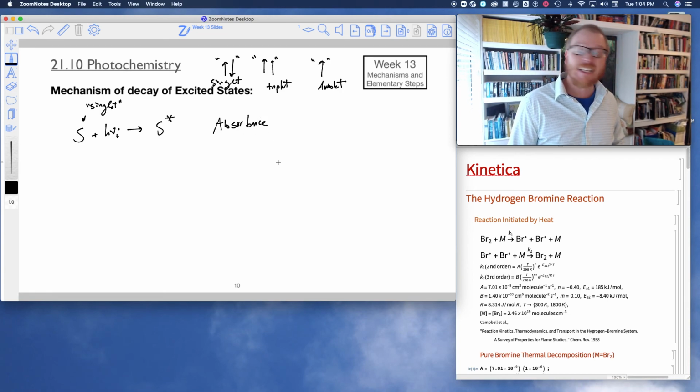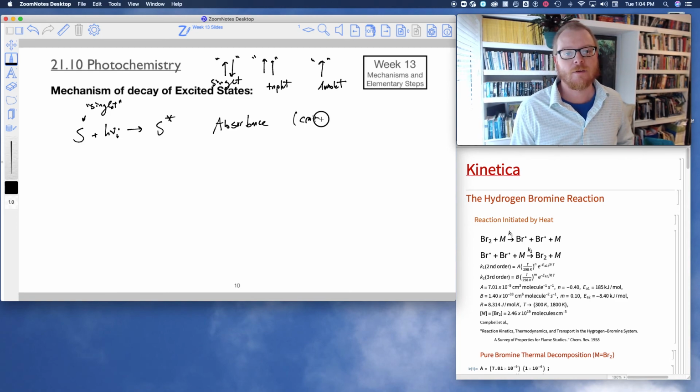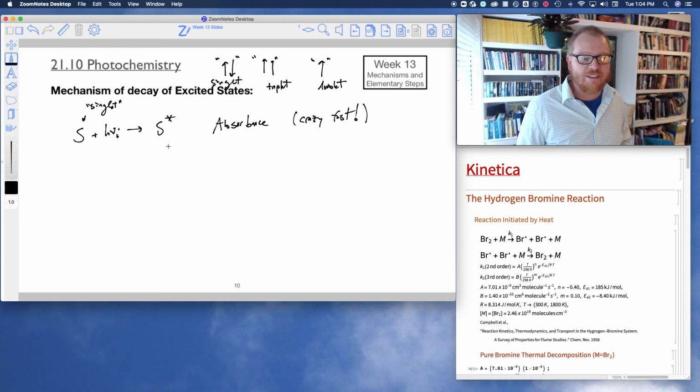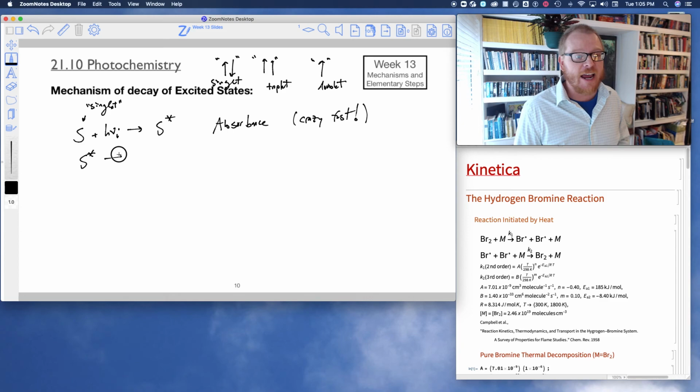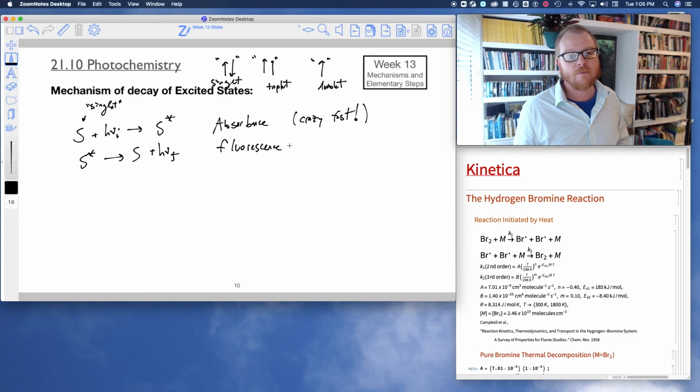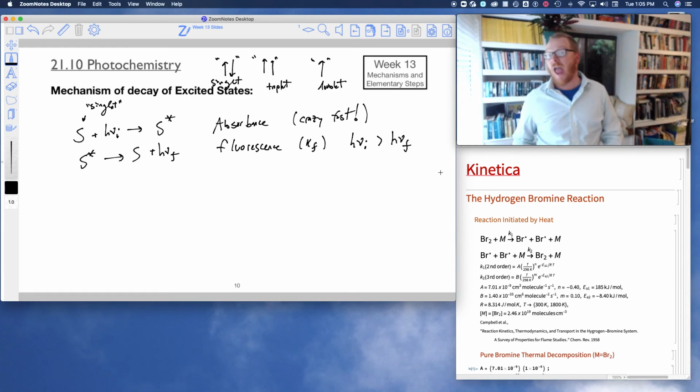absorbance. That's crazy fast. We often don't even consider the rate of that step. And now we see the decay. Another possibility is this excited state could decay back down to the ground state and emit light as a result at some different frequency, and we call that fluorescence. I'll say that happens with rate constant Kf. And this is fluorescence because the energy of h nu I is greater than h nu F.